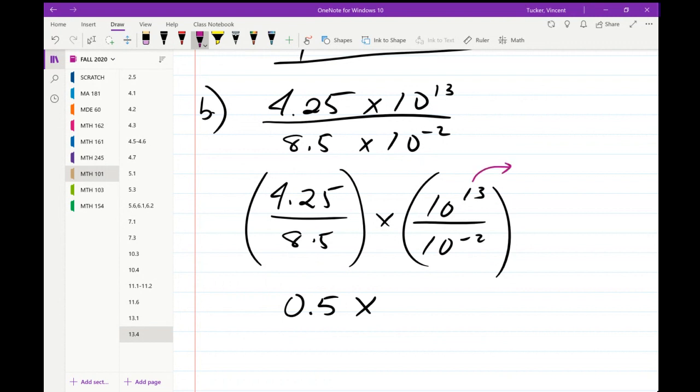Don't forget, we're going to subtract our exponents now. And you have 13 minus negative 2. Make sure you don't lose a negative. And that's going to be 15 because a negative to a negative turns positive. That's going to be 10 to the 15th power.